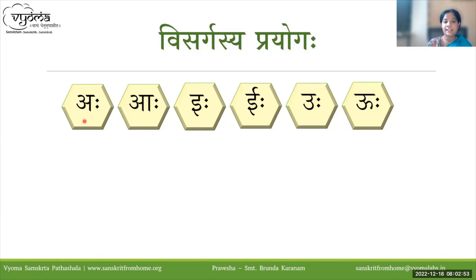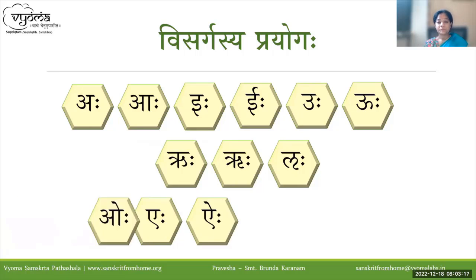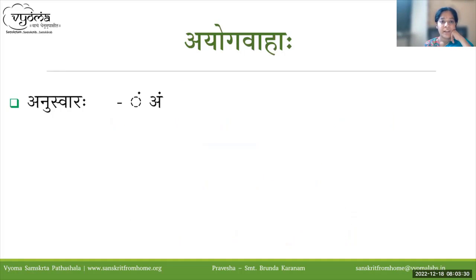So only the preceding letter you pronounce whether it is a short letter or a long letter, but the visarga pronunciation remains consistent. This we have to note. Aha, aha, ihi, ihi, uhu, uhu. Similarly, it goes on for other letters also. So I hope you got this distinction between anuswara and visarga and the distinction between other swaraha and anuswaraha and visargaha.